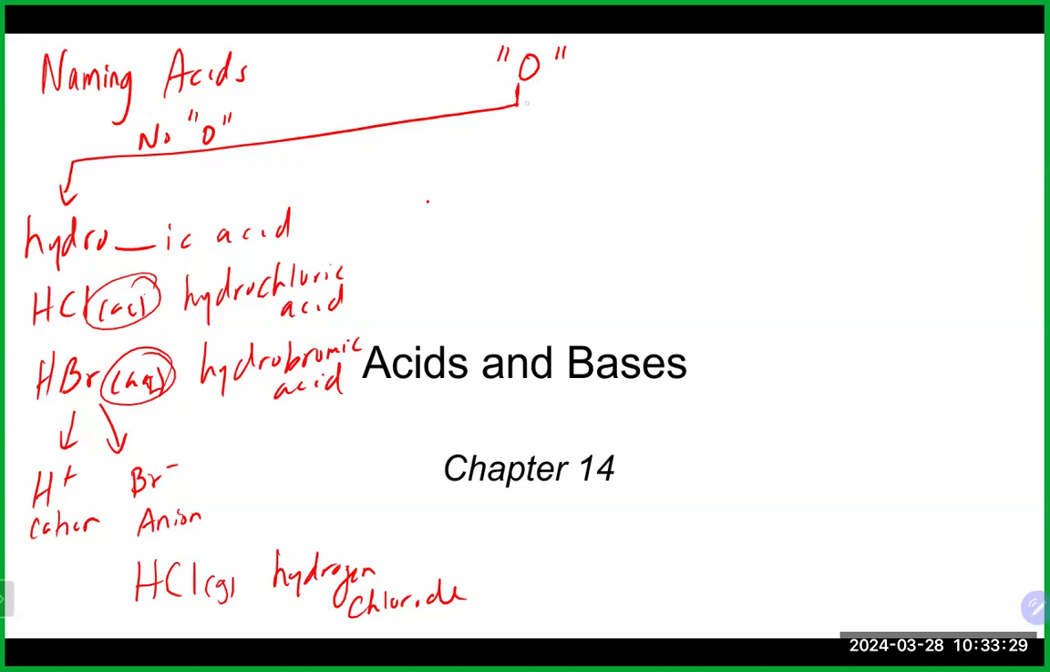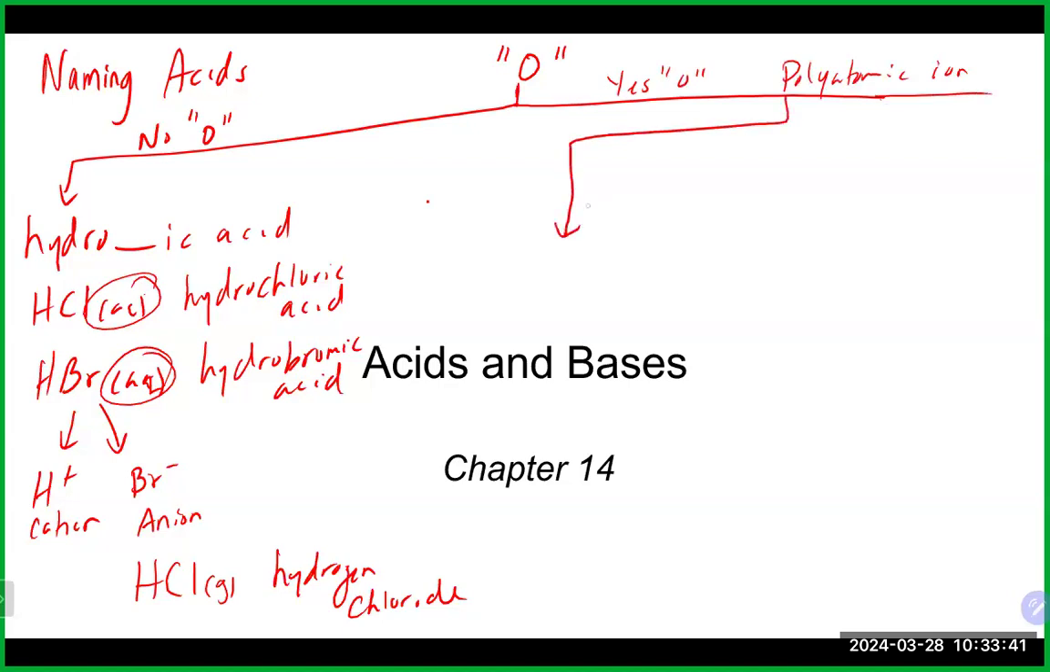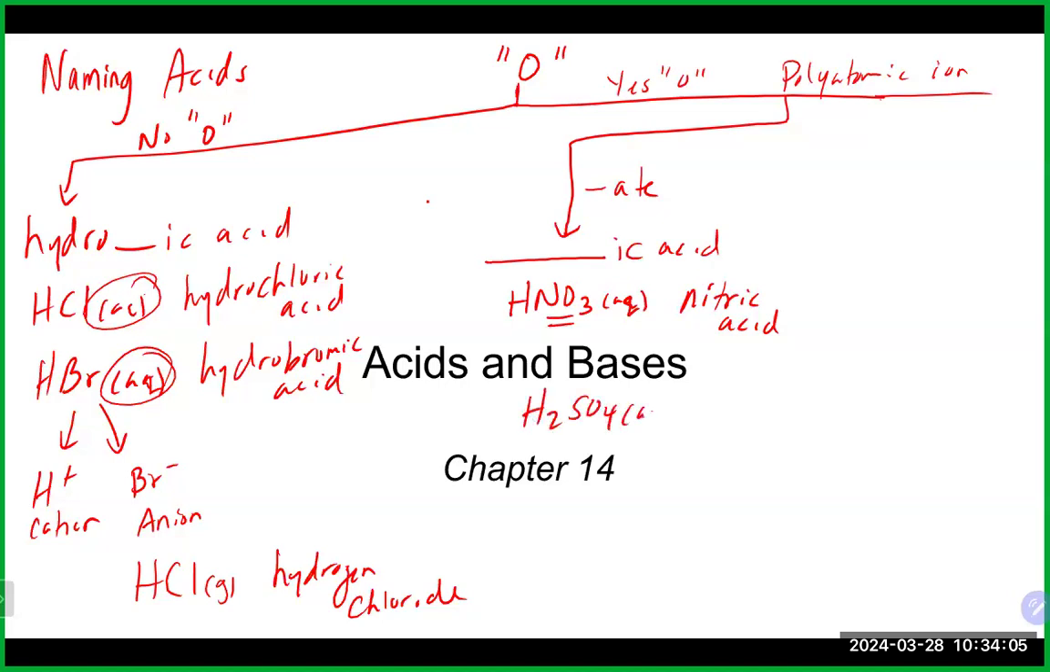Also, if it does contain oxygen, it most likely will contain a polyatomic ion. And your polyatomic ions basically end in one of two ways. Either it ends in ate, and if your polyatomic ion ends in ate, your acid would be something-ic acid. So HNO3: NO3 is nitrate, which means this would be nitric acid. H2SO4: SO4 is sulfate, which means this will be sulfuric acid, right?